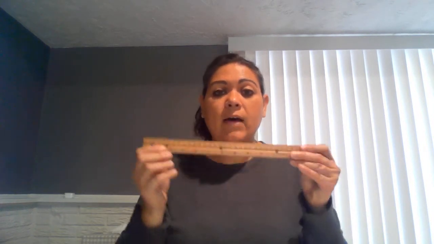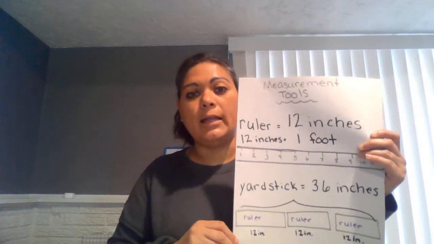Because that would be kind of hard and kind of silly if I used rulers and just put them together to measure my garden. Also, inches. I can't use the length of a paper clip to measure my garden because that would take too long and I don't possibly have that many paper clips to measure it. Okay, so we have these tools to help us measure longer items.